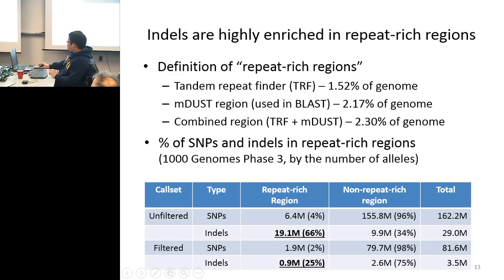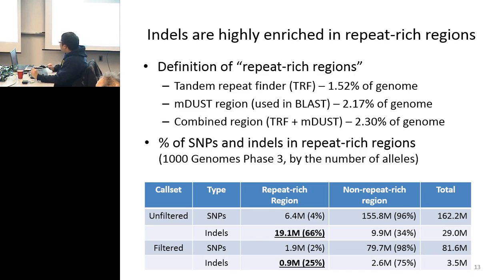The next step is that for the filtered data, for SNPs, it is 2% and 98%, which is proportional to the repeat-rich regions in the genome. But when you look at indels, it's 25% and 75%. One thing you'll notice here is that they've also over-filtered the short tandem repeats from these regions. And this is an issue.